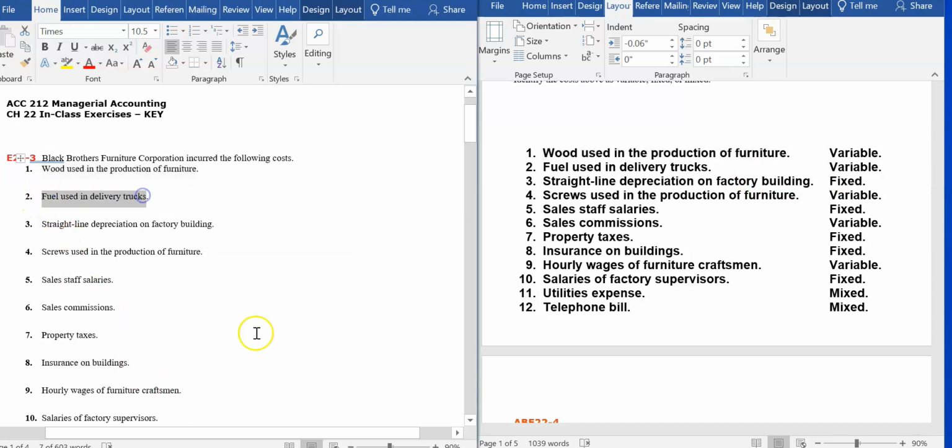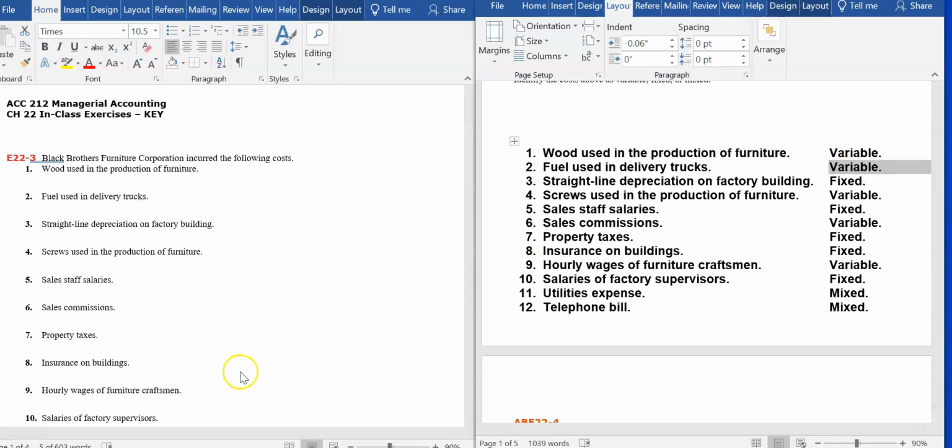So wood is going to be a variable cost. Fuel used in delivery trucks. This is also going to be a variable cost because the more the delivery trucks drive, the more the fuel costs go up. So it acts in a variable manner. This is a variable cost.